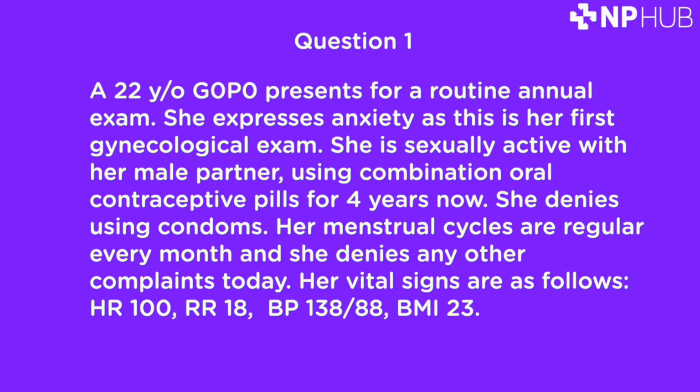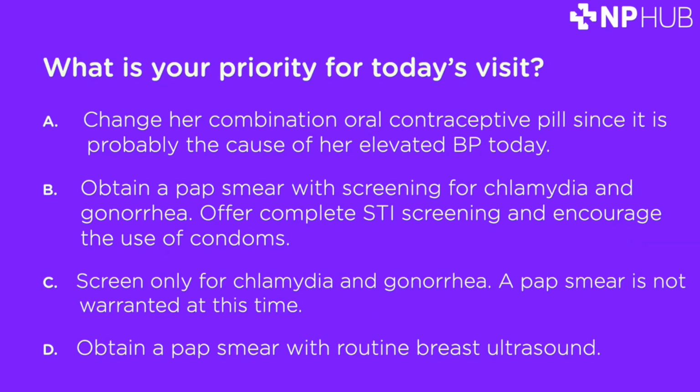Question 1. A 22-year-old G0P0 presents for a routine annual exam. She expresses anxiety as this is her first gynecological exam. She is sexually active with her male partner using combination oral contraceptive pills for 4 years now. She denies using condoms. Her menstrual cycles are regular every month, and she denies any other complaints today. Her vital signs are as follows: heart rate 100, respiratory rate 18, BP 138/88, BMI 23. What is your priority for today's visit?